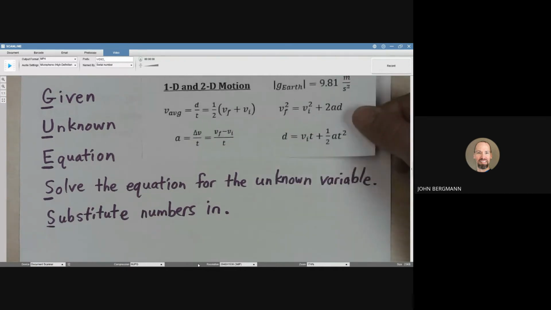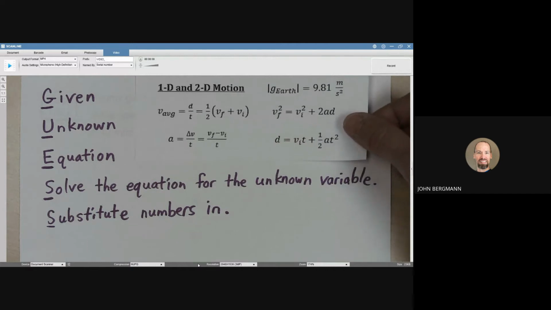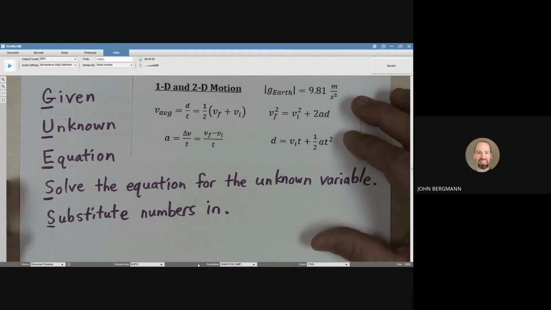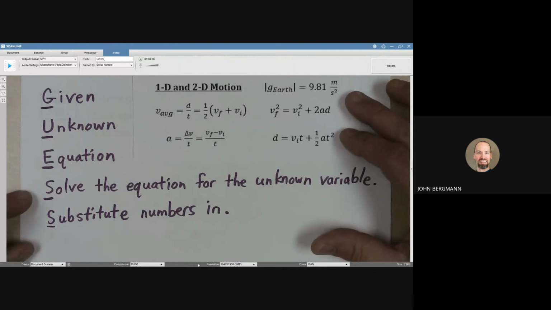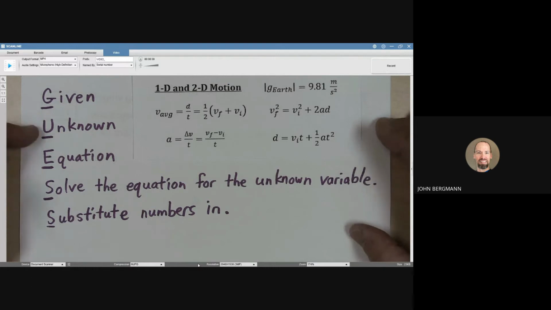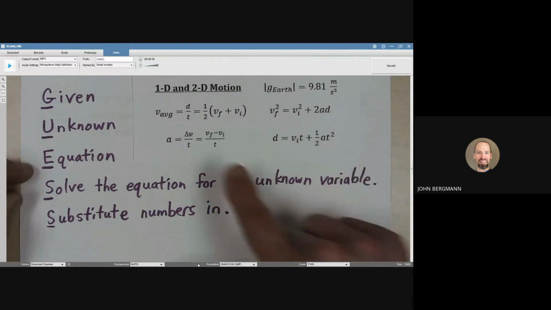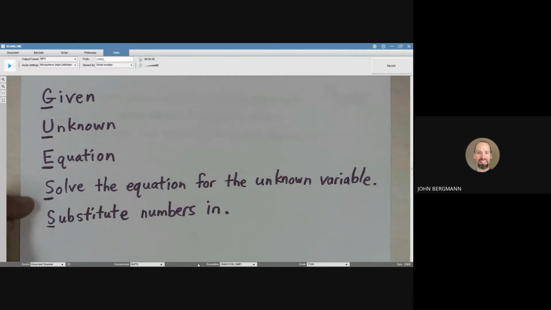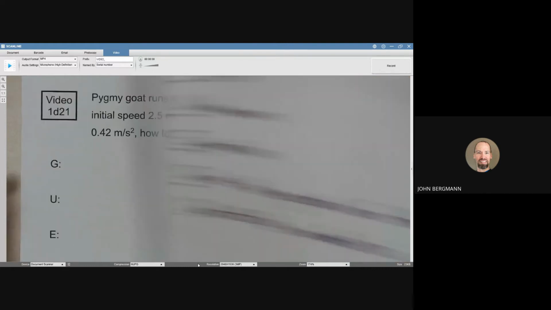And in my class, for this unit and for the next, those are essentially the only four equations that we will need. So we just have to look at the variables that we are given, the one we're looking for, and decide which of those equations is going to help us get to the answer the best. The first S stands for solve the equation for the unknown variable, and then lastly, we will substitute the numbers in. Let's do another example.